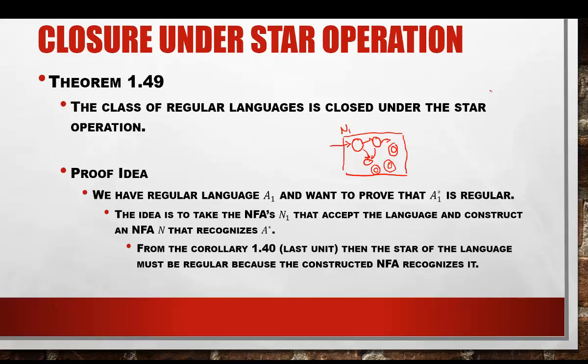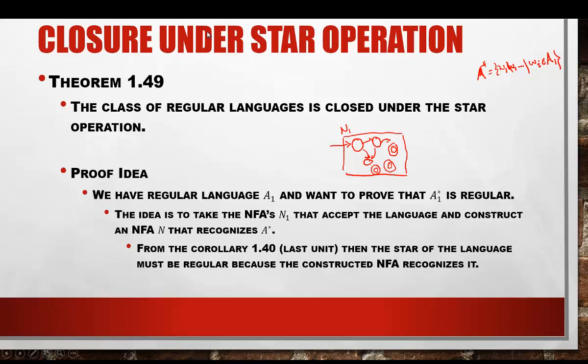If you think about what the class A star is, if you remember, A star was the set of strings w sub 1, w sub 2, and so on, such that each w sub i was a member of A. So what A star means is that it accepts a string that can be broken down into smaller pieces, each of which comes from the original language A. So effectively it's like a concatenation.